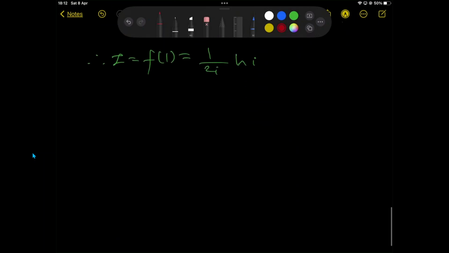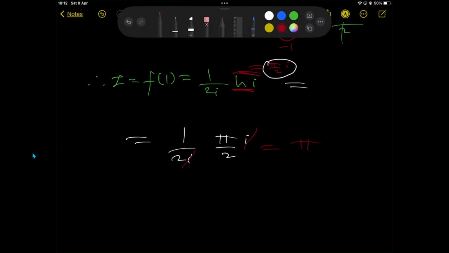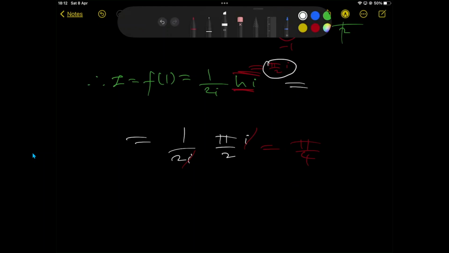So we have this. This is our answer, but we can go a little bit further. ln i, if you go into the complex world, is just equal to pi over 2 times i. I won't bother explaining this. You'll have to do some further research. But this is then equal to 1 over 2i times pi over 2i. And these cancel. You multiply the 2's together. Pi over 4. And we are done.